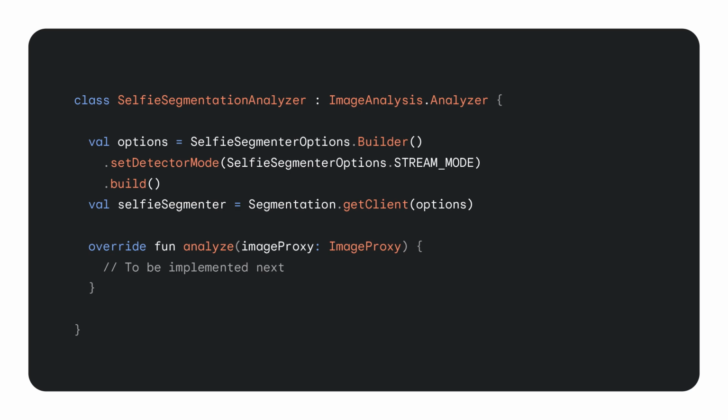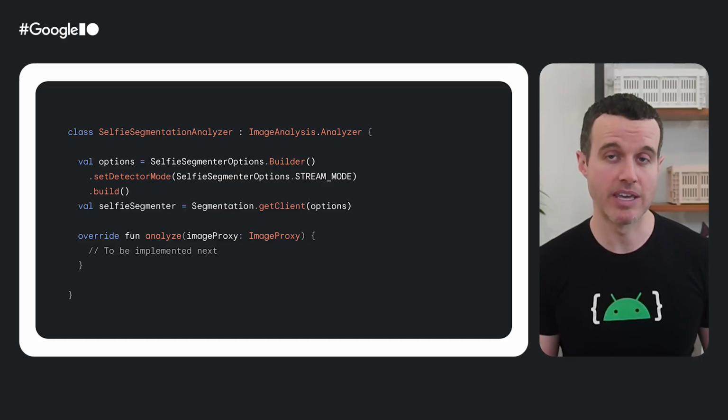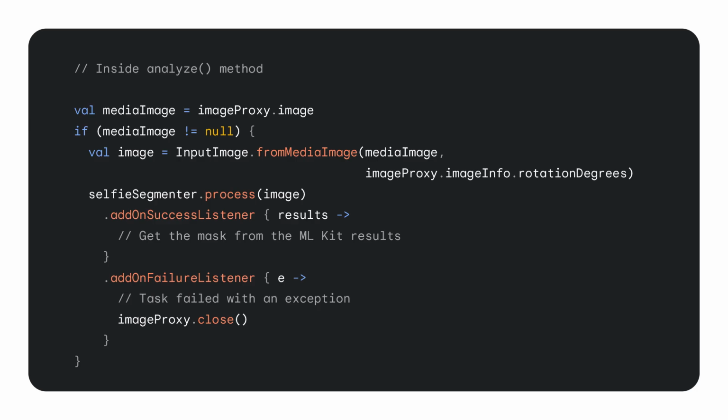Here's the implementation of the Selfie Segmentation Analyzer. Read more about the options you can set in the Selfie Segmentation with MLKit on Android guide linked in this video's description. Inside the Analyze method, we can get the bitmap and the mask to do the green screen effect. The bitmap can be created directly from the image we get off of the provided image proxy. For the mask, we can use the results of MLKit in this success listener. I won't go into the details of this success listener here, so check Socialite for the full code.